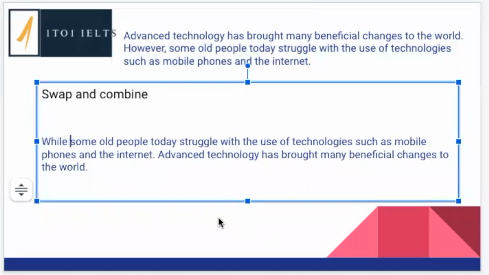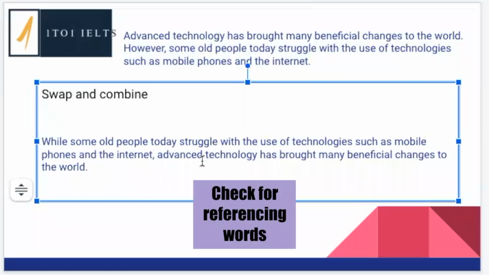Now, don't make the common mistake of putting a comma after this. The comma comes at the end of the sentence. And obviously, if we've joined these 2 sentences, this is no longer going to be a capital letter. Now, often when we swap and combine, you'll find some words in the second sentence were referring to the first sentence in the original question statement. Therefore, we have to go through and make sure there are no referencing words which no longer make sense.